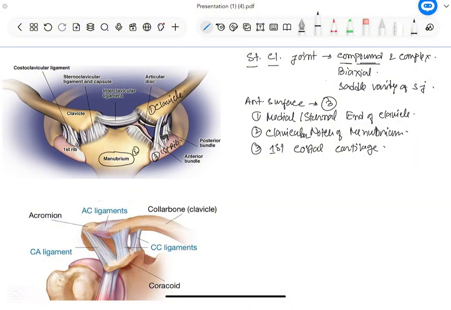As there are more than two articular surfaces joining here, that's why we say it is compound. Next, inside, covering the joint cavity, there is a disc, and that is the articular disc. By this articular disc, the whole joint cavity is divided into two compartments, this one and this other. That's why we say it is also called a complex type of joint.